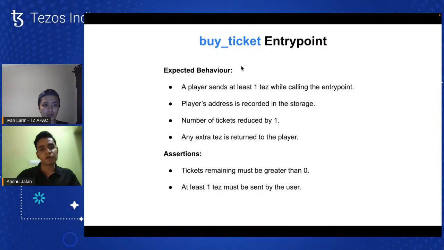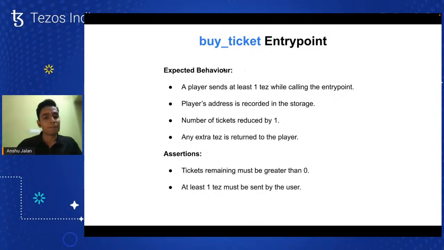So the expected behavior of the buy ticket entry point is that a player sends 1 tez while calling the contract or calling the entry point, and then the player's address is recorded in the storage, because we need to keep track of which player is actually participating. The number of tickets is reduced by 1. And finally, if a player ends up sending more than 1 tez, like by mistake, then in this case any extra tez or remaining balance is returned to the player.